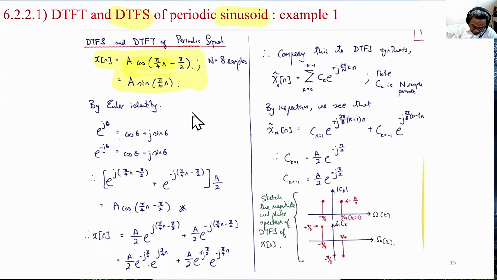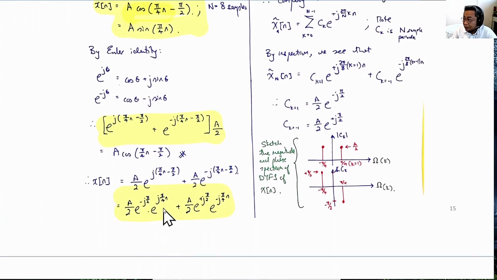So in this example, as in the previous example, because this is a cosine, we can use inspection. We basically convert this cosine into a sum of complex exponentials, and then by inspection we already see that this x[n] is simply the sum of two complex exponentials. One is at pi over 4 radian per sample, and the other one is at minus pi over 4 radian per sample. These are the coefficients associated with these two complex exponentials, and this is the DTFS representation.